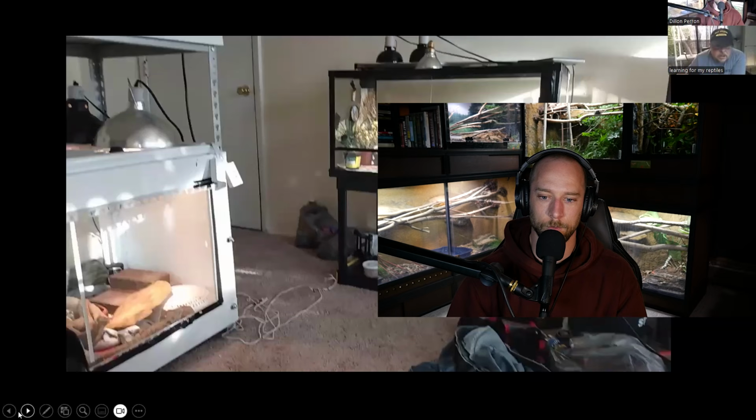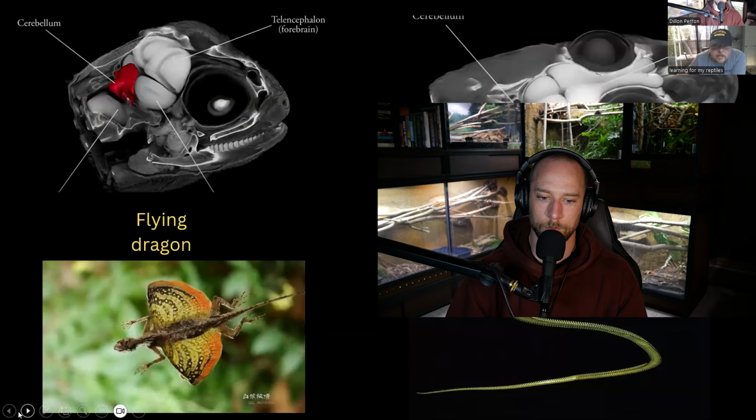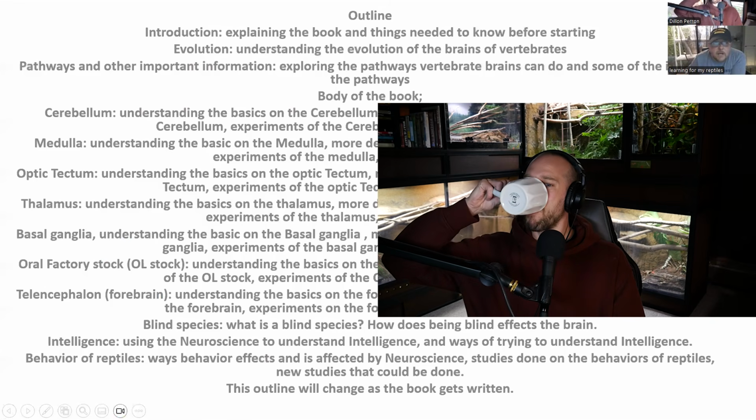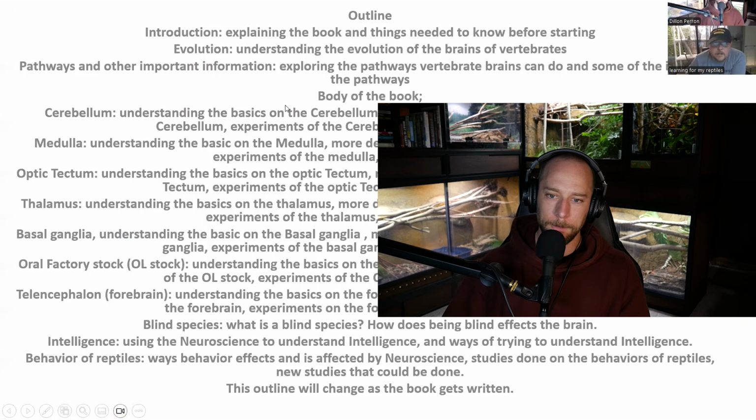So I'm actually in the process, and the only reason why I have stopped is I have Savannah monitors and I have babies. I have two clutches that I've got to deal with. But this is an outline to a book that I'm writing. We have the basic understanding of the cerebellum. All chapters are like this. We'll go over the basics so that the average person can understand it, kind of like what we did for this talk, and then more detailed structures, regions, and cellulars of those parts.